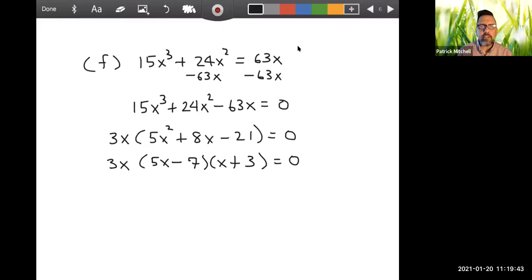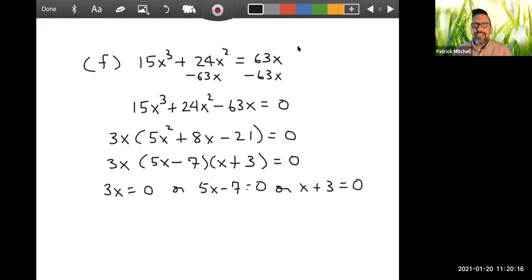Okay, so now we have a slightly new situation. We have something times something times something equals 0. 3 somethings. Well, if you think about that for a few seconds, I think you'll agree that that would mean that one of those 3 somethings, at least, has to be 0. So either it's the 3x, or it's the 5x minus 7, or it's the x plus 3. So this equation is going to have 3 solutions, I think.